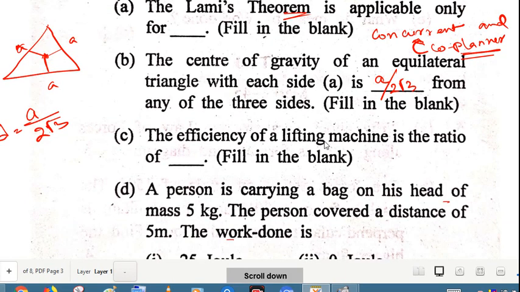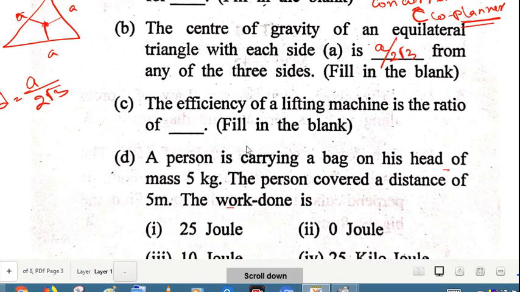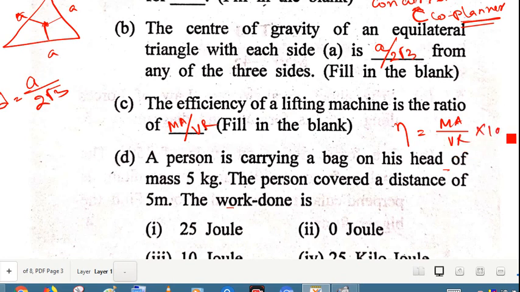The next question they are asking, the efficiency of a lifting machine is the ratio of mechanical advantage to the velocity ratio. So this is the efficiency. It is the MA divided by VR into 100. In percentage, if you have to express, you have to multiply it with 100.